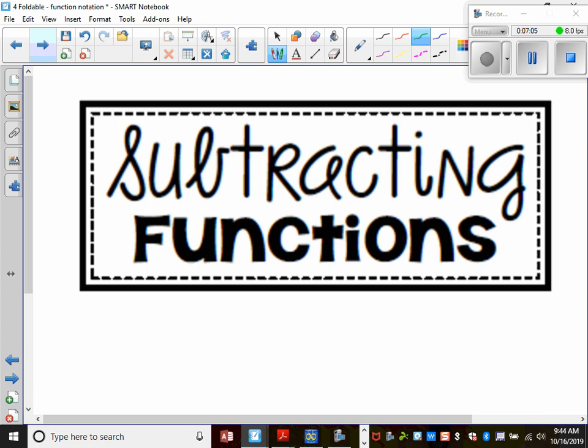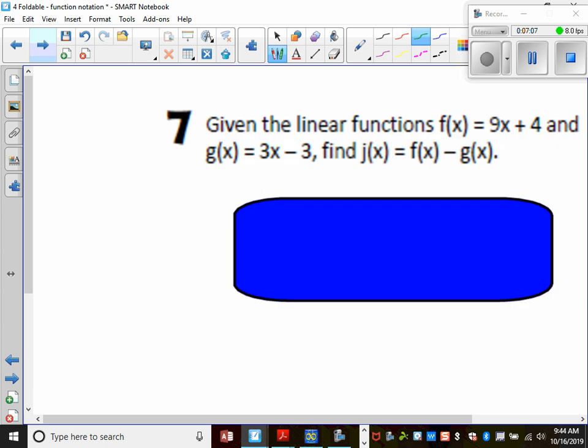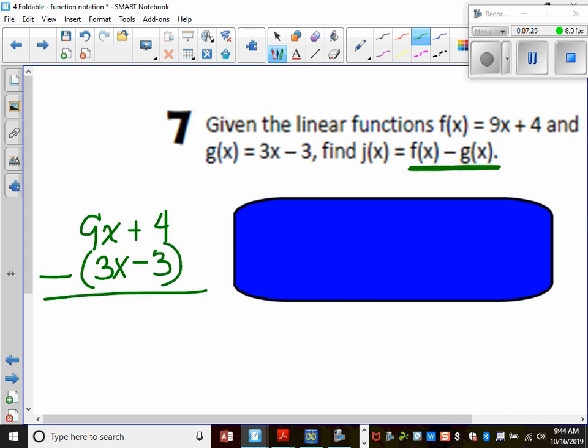All right, so let's do a couple of subtracting ones. The only thing you have to be careful with when you're subtracting, because they're telling us to take the two functions and subtract them, is that when I put a minus sign in front of here, it's going to change everything I have. The signs will change on that second row.